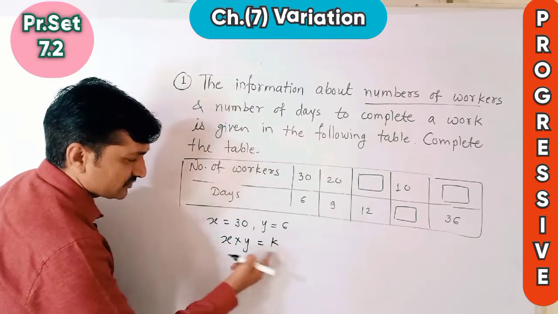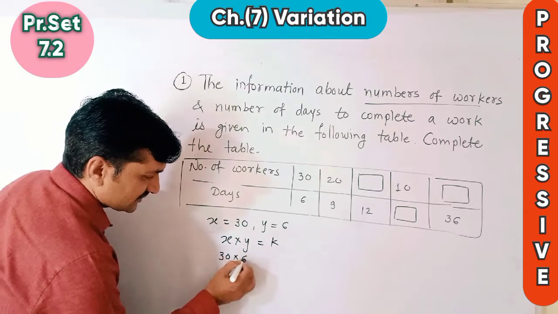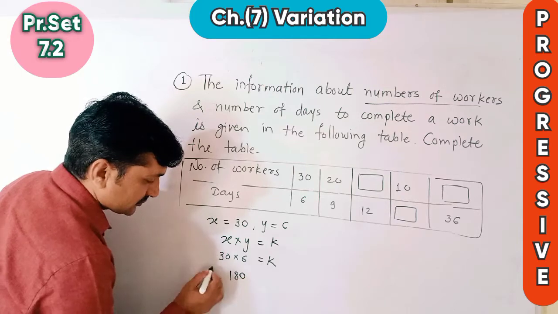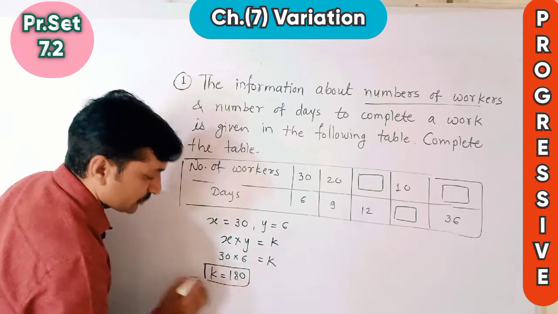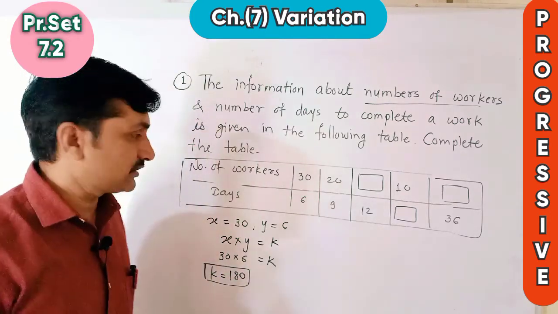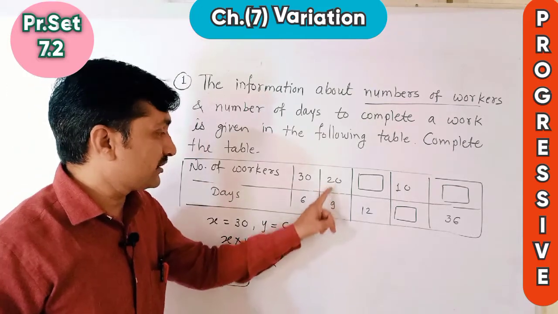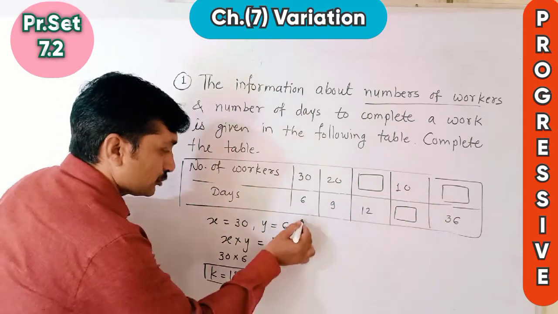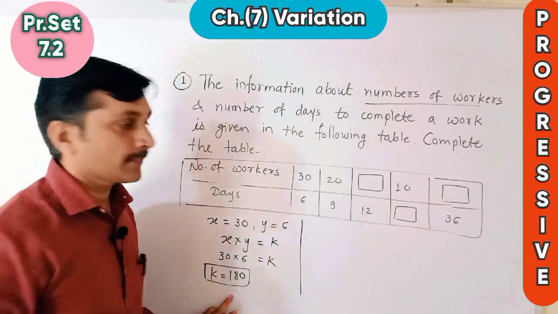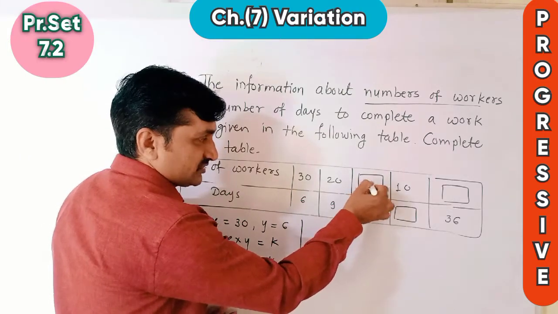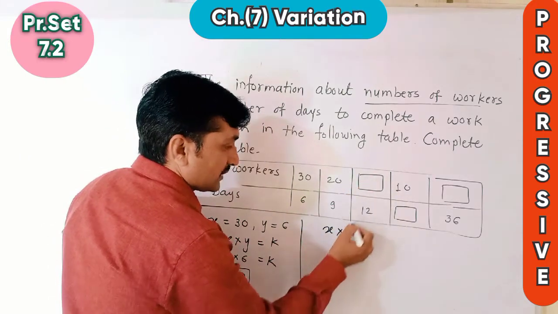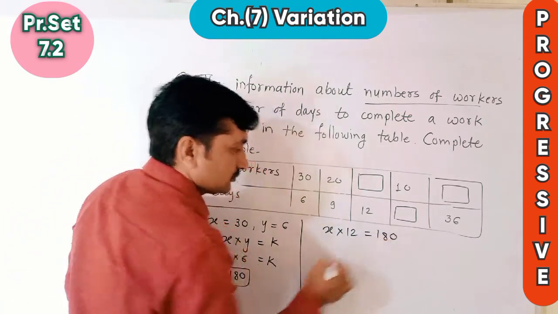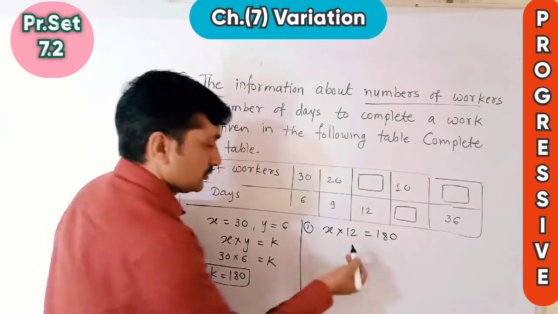Now let's see what is k. 30 multiplied by 6 is equal to k. 6 3s are 18, 180. Means here we get k is equal to 180, constant. Here also you see 20 multiplied by 9, 180. Same way for these examples also we have to keep constant 180. Now here x we don't know, y is 12 and x multiplied by y is equal to k. K is 180. You will get here x value.